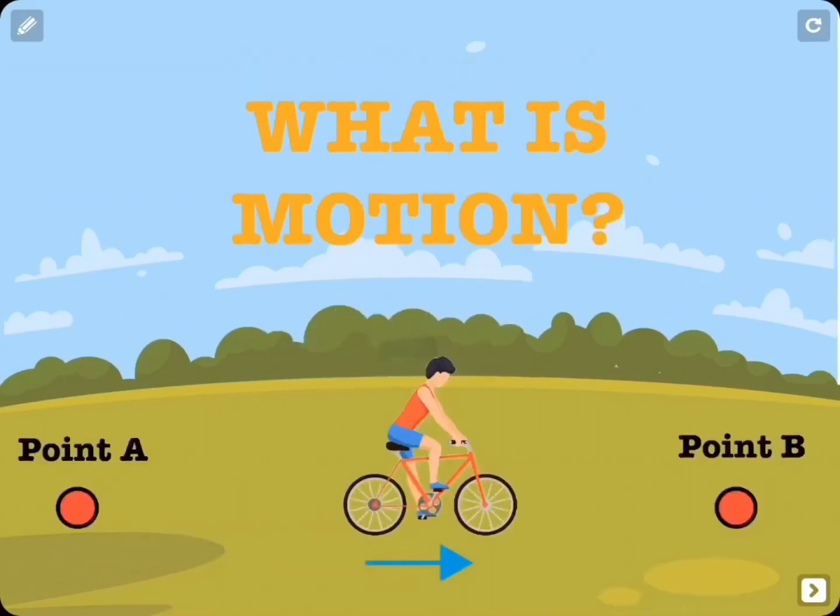So, what is motion? Let's imagine you're taking a ride on your bike and your starting place is at point A and your ending place is at point B. This means you change of location. You moved. Let's watch a video explaining more about motion.